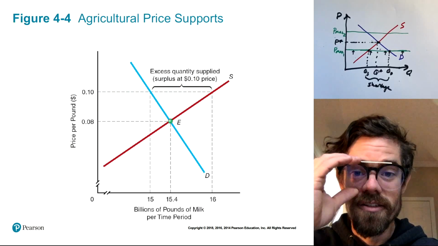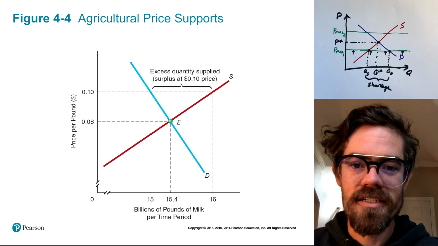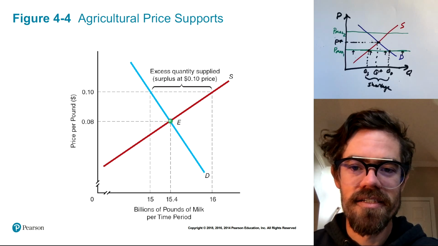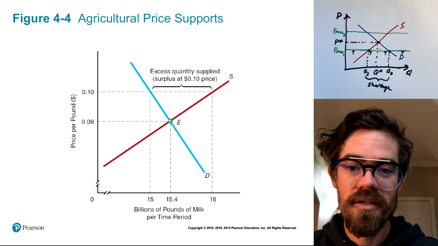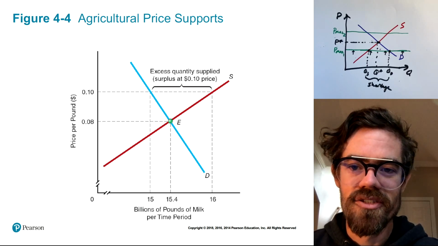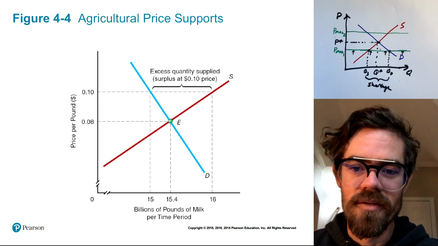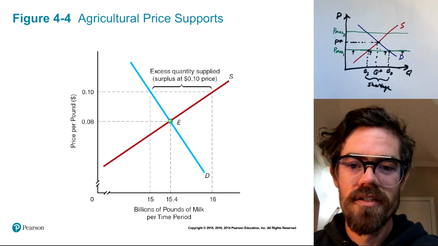Okay, so here's an example of an agricultural price support. The equilibrium price is 8 cents per pound, and the price floor is set at 10 cents per pound. So this would be binding. It would actually have an effect. Price wants to be below 10 cents, but it can't because that's the floor. And it, again, leads to a surplus, where quantity supplied is, in this case, 16 billion pounds, and the quantity demanded is 15 billion pounds. So there's an example of a binding price floor.